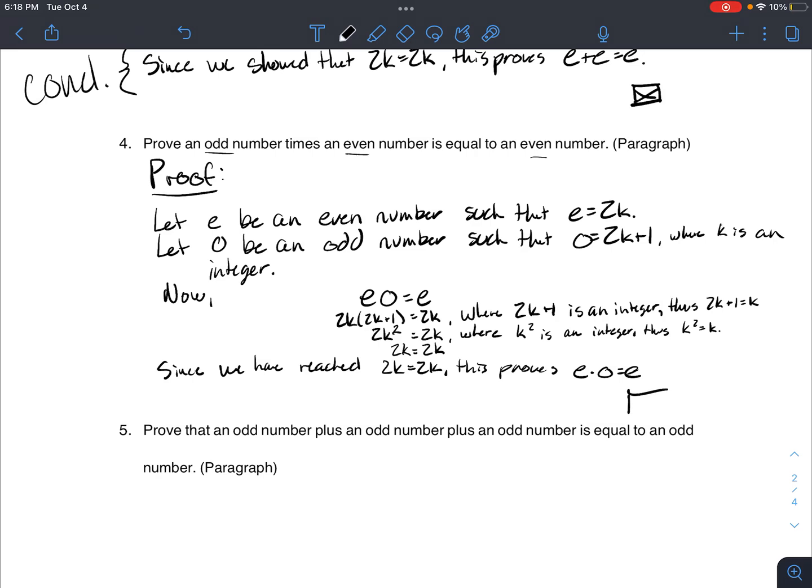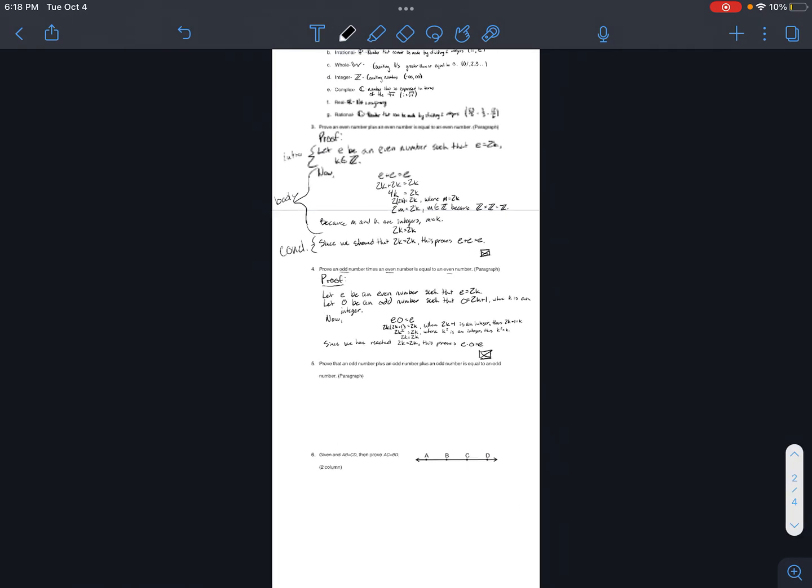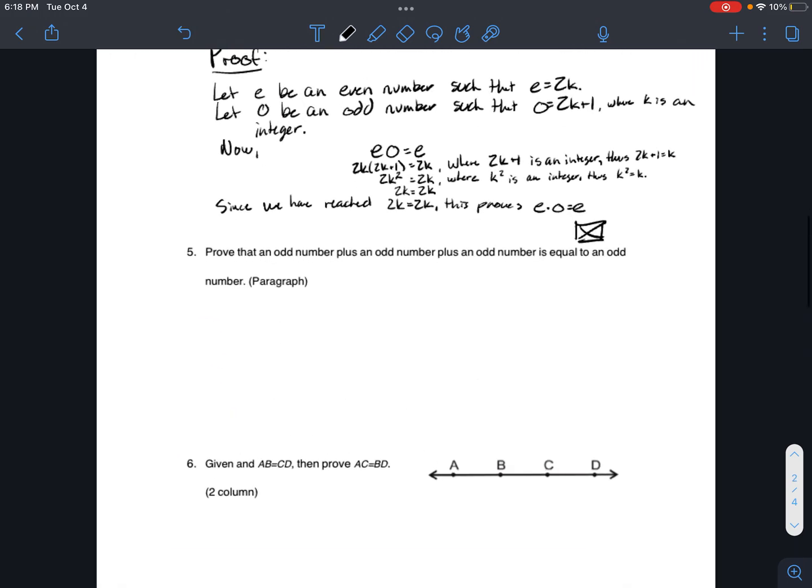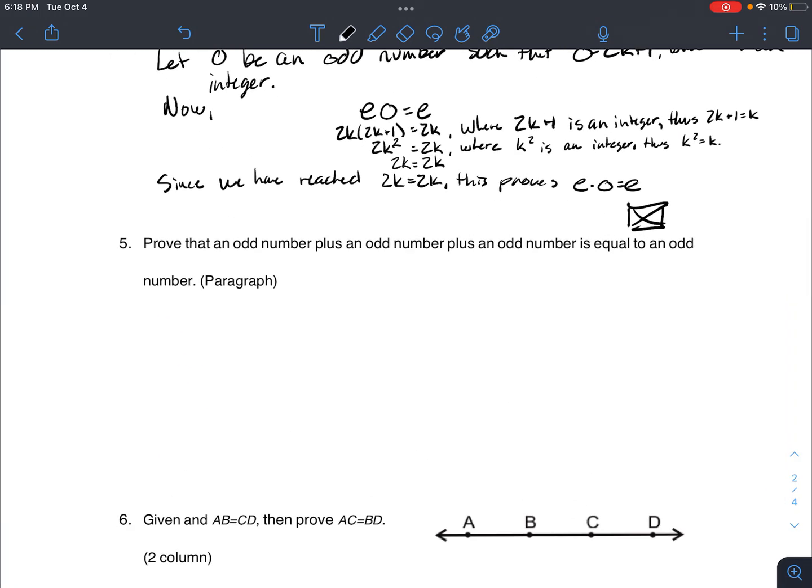You can do this in a few different ways, like I said, but it would take me 2 hours to go through every single combination that you could do for all of these. So I'm just going to show one, and we could talk about it more in class if you have questions. So prove that an odd number plus an odd number plus an odd number is equal to an odd number.